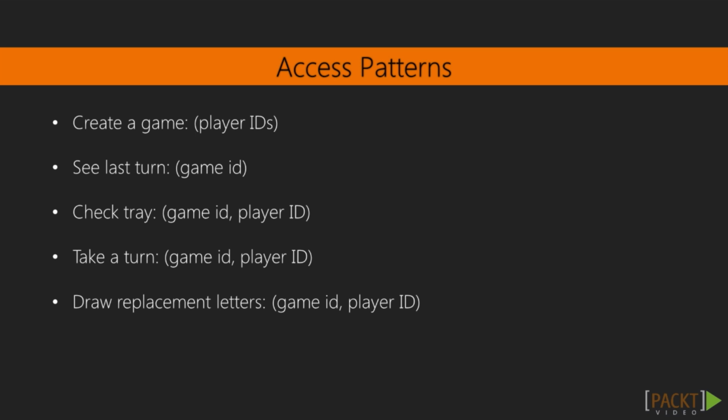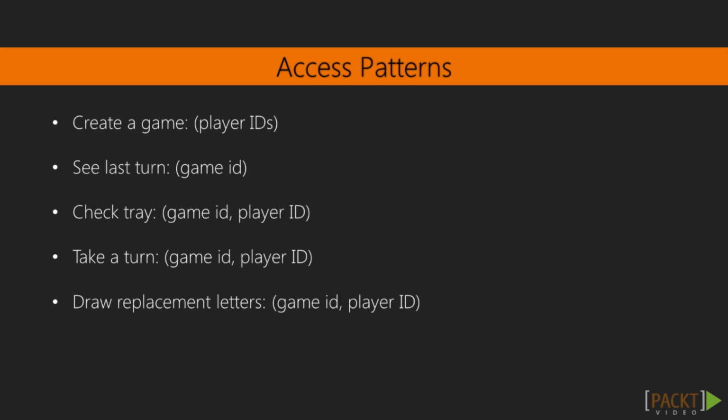Now, first of all, we need to create the game. There's not a game ID yet, but we do need the list of players that are going to play. And after we create the game, then we'll have a game ID. Next, we need to see what happened in the last turn. Now we could use the turn ID to do this, but we don't necessarily even know that. And it will be changing with each turn anyway, so it's easier just to use the game ID here as well, and figure it out from the list of turns.